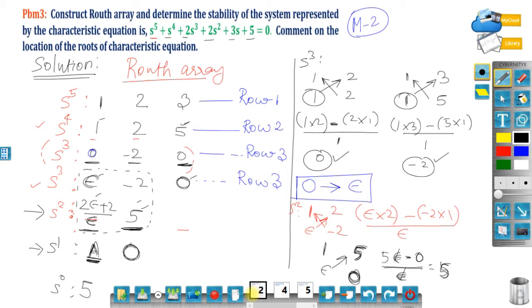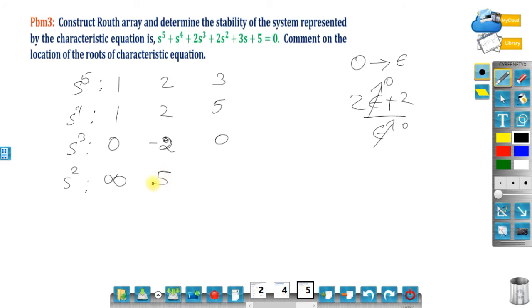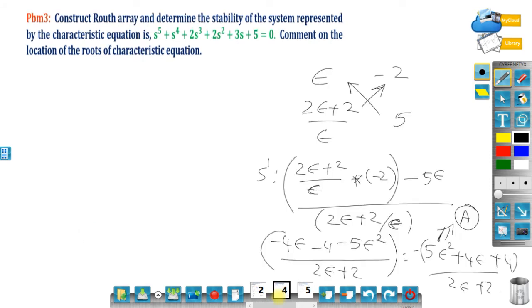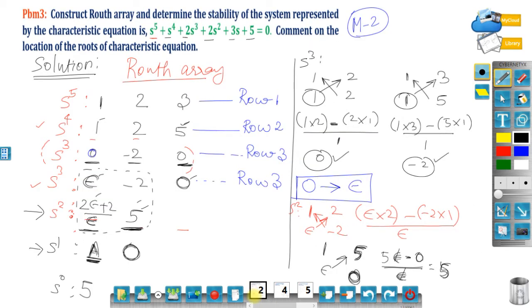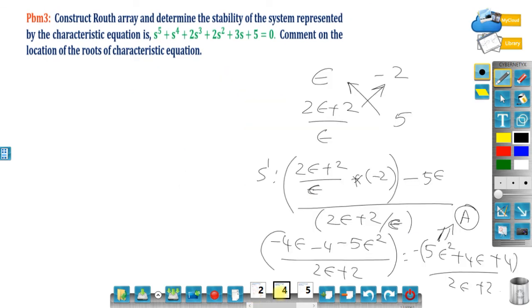Yeah, one more element is 5 and another one element is 0. S power 1. S power 1 element is, yeah, this is S power 1 element, is it not? We represent it in terms of alphabet A. Okay, due to the unavailability of space, I have represented it as A, but the equation is available here. Minus 5 eta square plus 4 eta plus 4 divided by 2 eta plus 2.